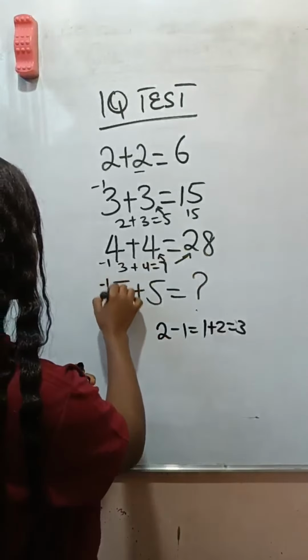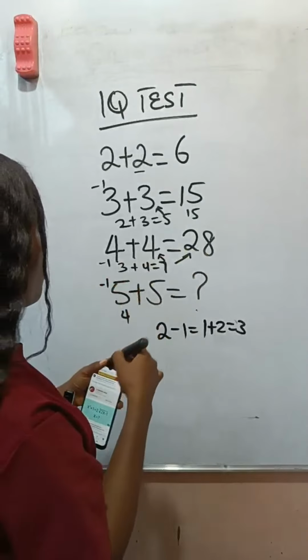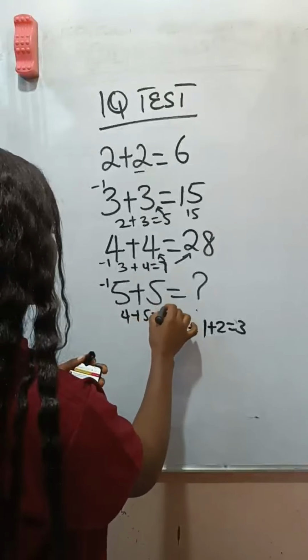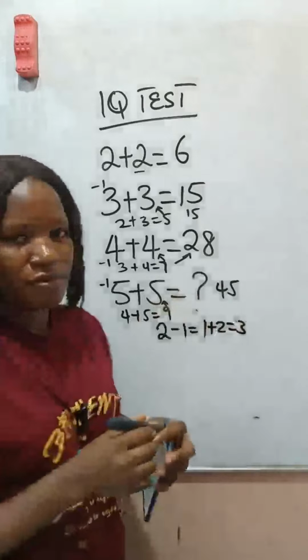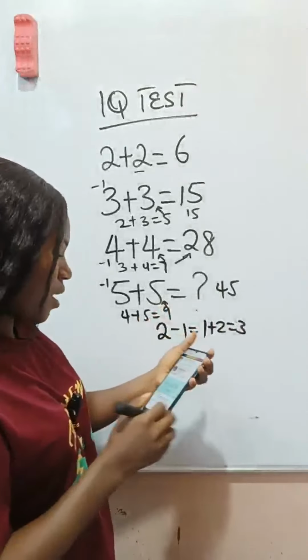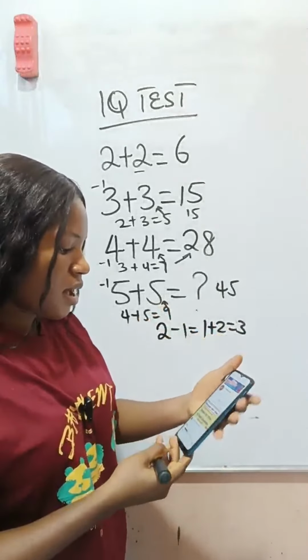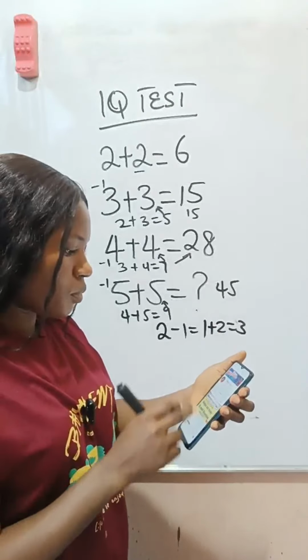So 5 minus 1 will give me 4. And 4 plus 5 will give me 9. And 9 times 5 will give me 45. Okay, and that is how to get the answer correctly. All right.